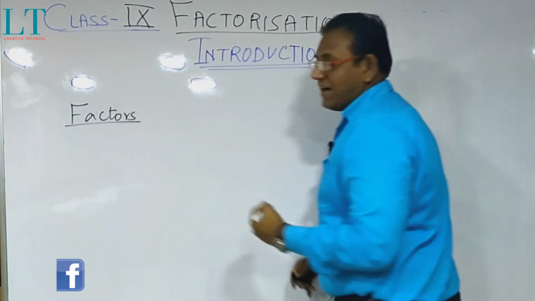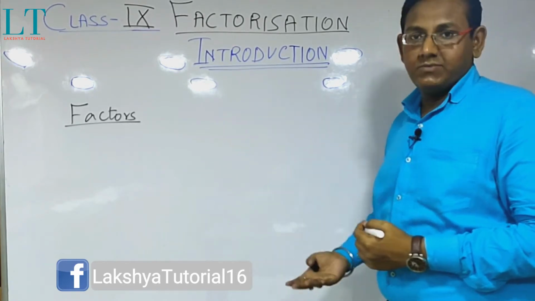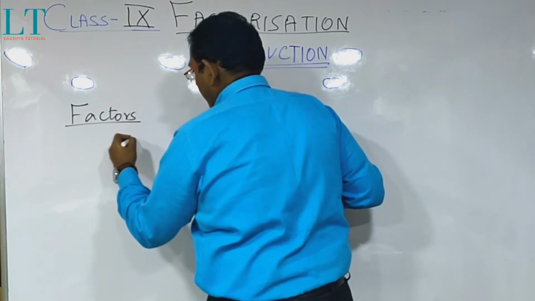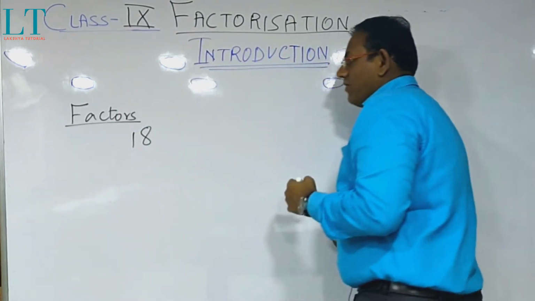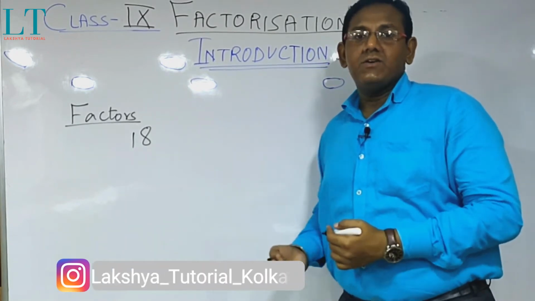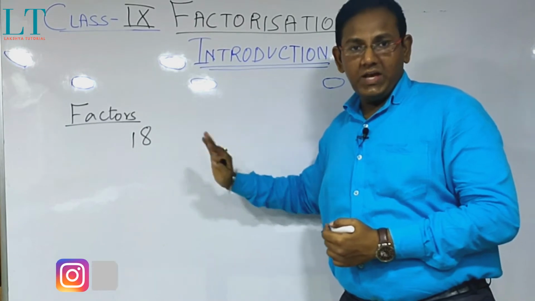For discussing factors we will start with numbers, the factors of any number. For that, let me take an example. Suppose we are taking 18. Now we have to find the factors of 18. So how do we find factors? Factors can be found in many different ways.